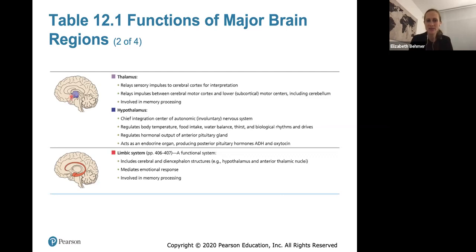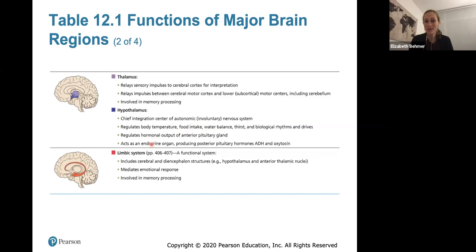The hypothalamus is located directly inferior to the thalamus, and it's the chief integration center of your autonomic nervous system. It helps to regulate body temperature, food intake, water balance, and thirst. It also regulates the hormones that are released from the pituitary gland.